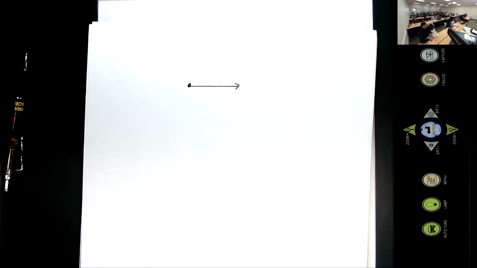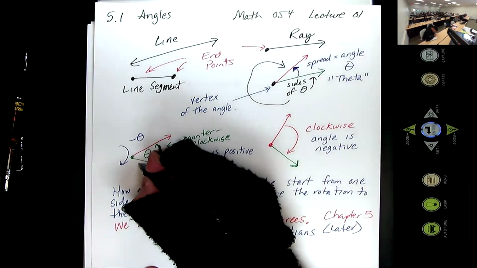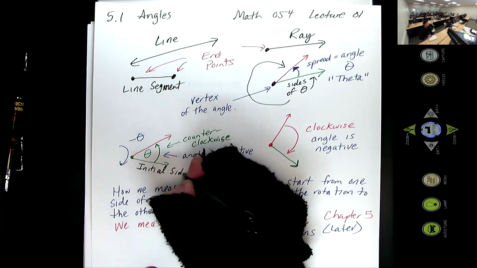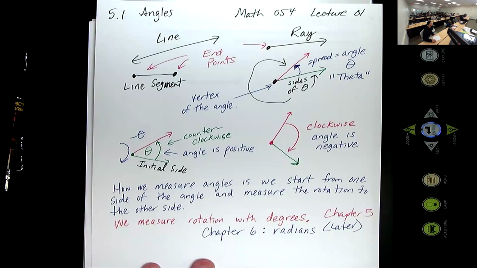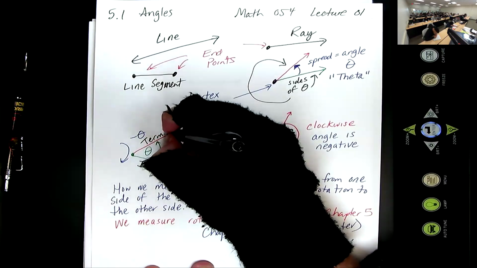What did I leave off? Okay. Let's add something else to this. One more thing. Whatever side that the rotation starts on is called the initial side, and whatever side it ends on is called the terminal side.